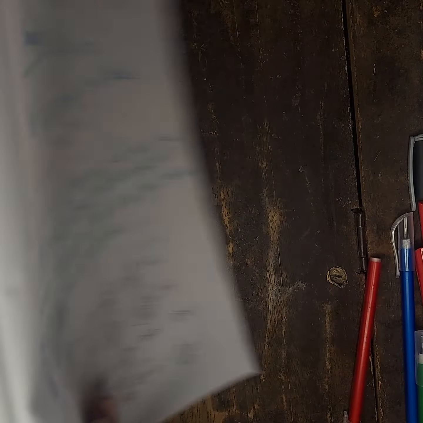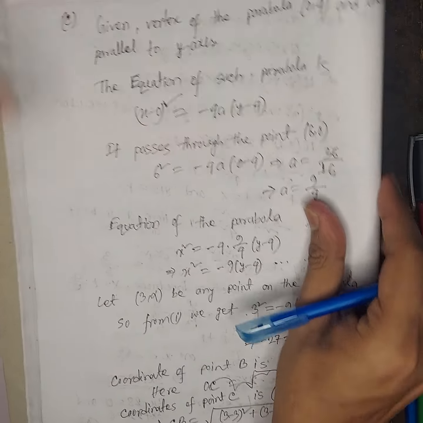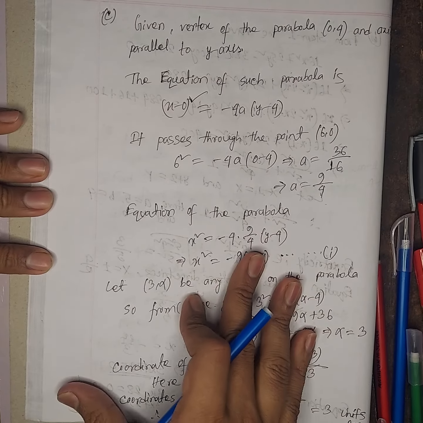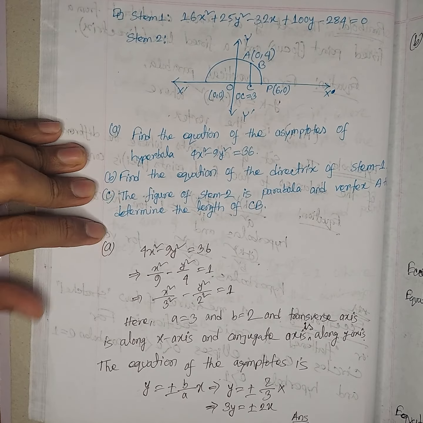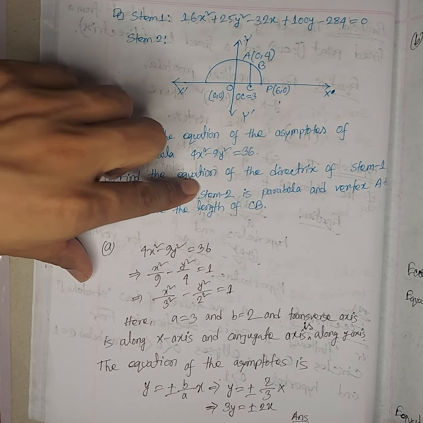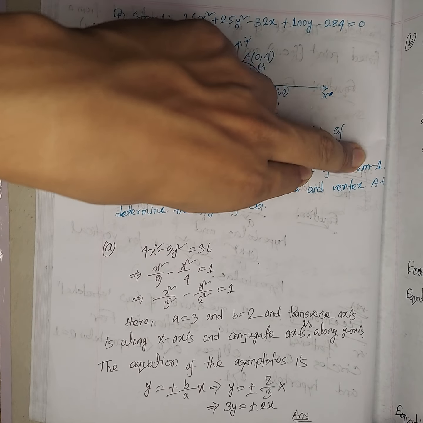Now part C. In part C, our question was: the figure of stem 2 is a parabola with vertex A.